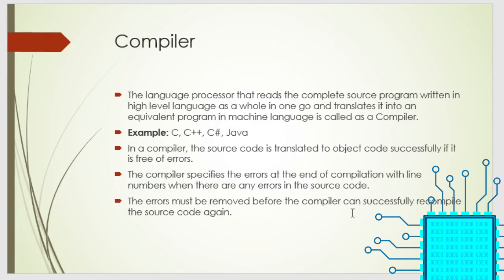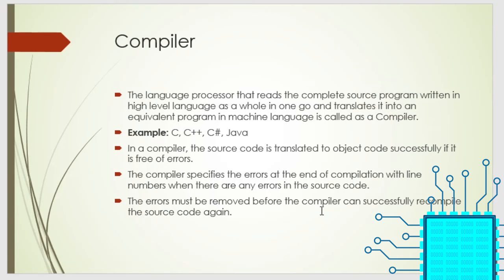Compilers. The language processor that reads the complete source program written in a high-level language as a whole in one go and translates it into an equivalent program in machine language is called a compiler. The languages which use compilation are C, C++, C Sharp, and Java.